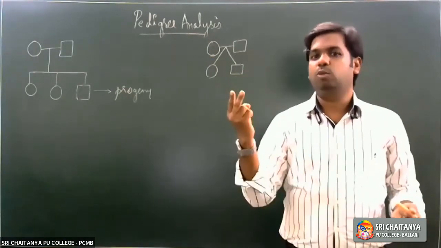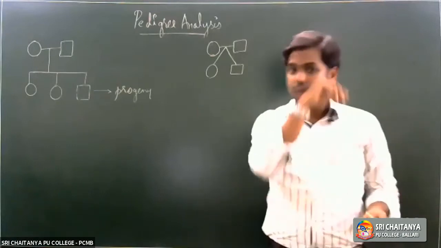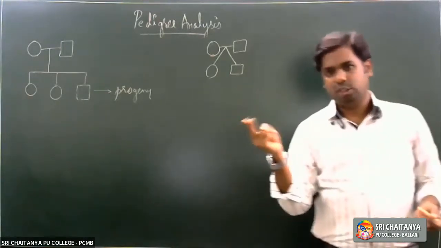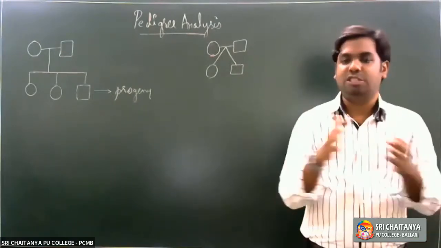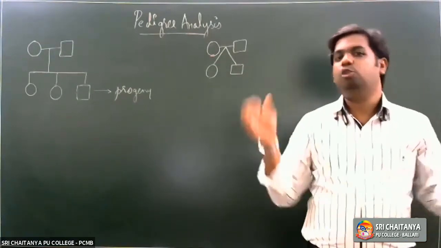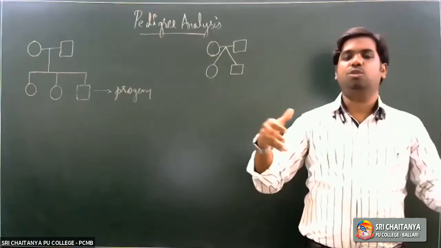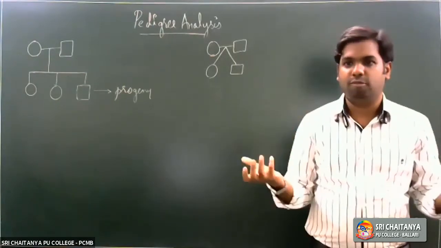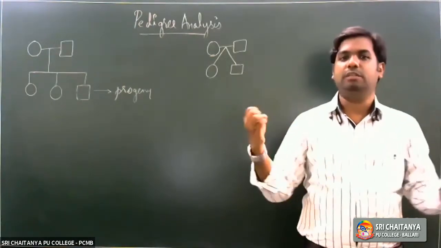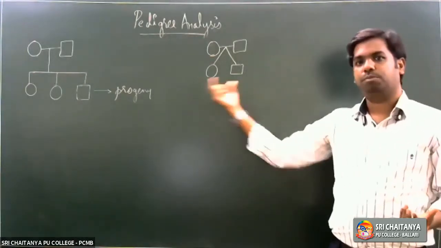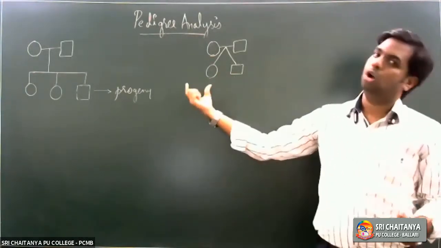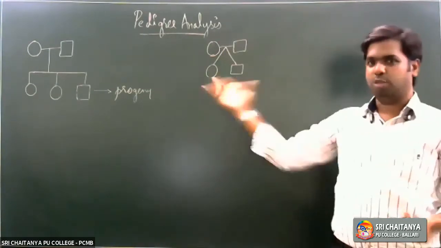There are two zygotes which are formed. From the beginning, two eggs are released, two ovums are released. The two ovums undergo fertilization separately, as a result of which two zygotes are formed. Now these two zygotes undergo development, formation of embryo, fetus, and two children are formed. So it could be either a son or a daughter. This is one possibility here.